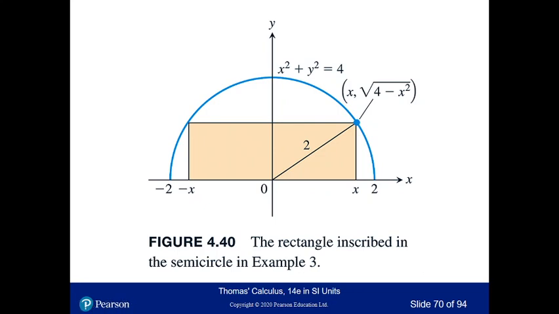Here's another example. This example is example 3 in our book. A rectangle is to be inscribed. So we have a semicircle. A rectangle is put inside the semicircle. This is called inscribed in the semicircle of radius 2. And what is the largest area the rectangle can have, and what are its dimensions? Here, the rectangle is inscribed in the semicircle, right? And we want the largest area the rectangle can have.